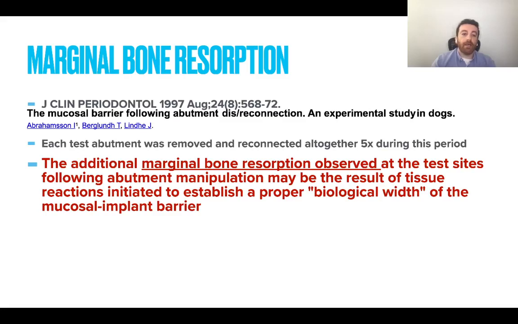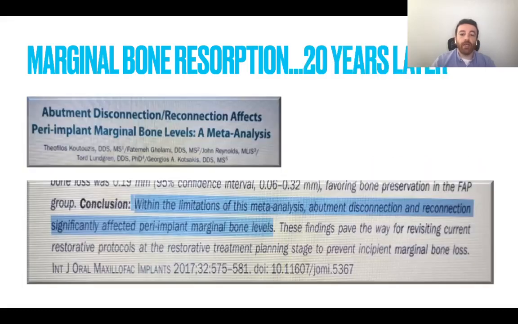And we can see that in this study here, where the test abutment was removed and reconnected multiple times. You do have first an establishment of the biological width on the first connection of that test abutment. And then after that, if you keep connecting and reconnecting it, you do get a bit of bone loss that occurs with each connection and disconnection. So within the limits of this study, the connections and disconnections of those abutments did have an effect on the bone loss, or the marginal bone levels, around our implant.